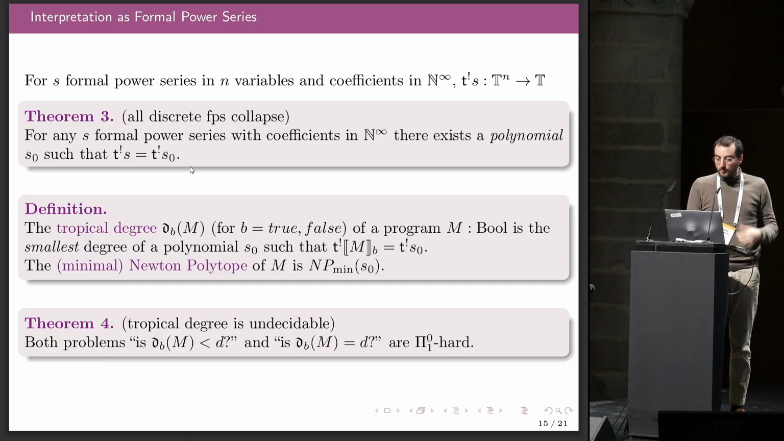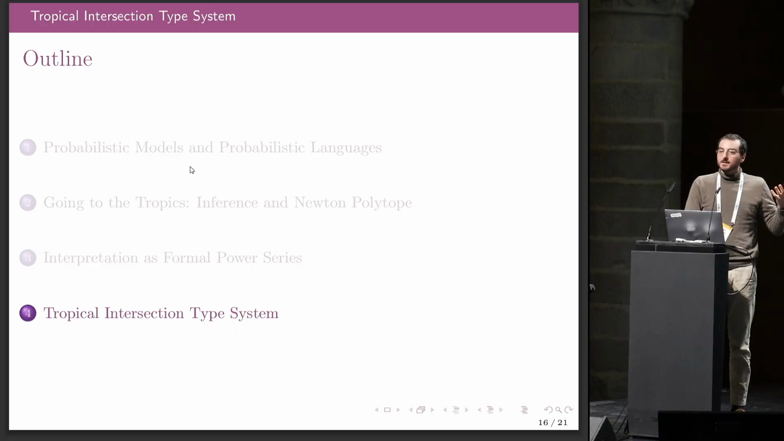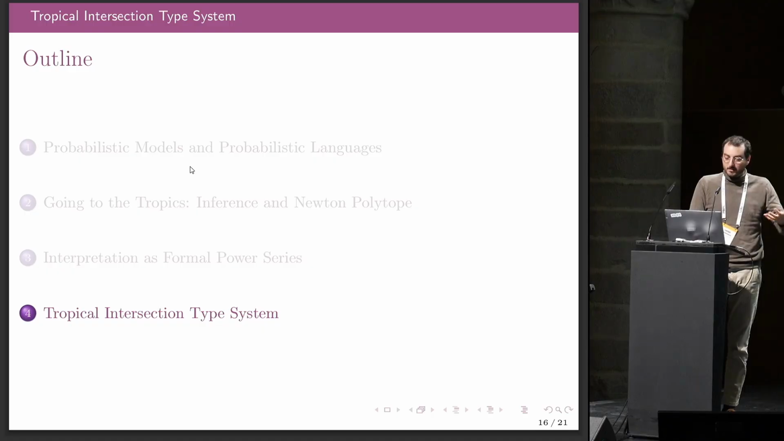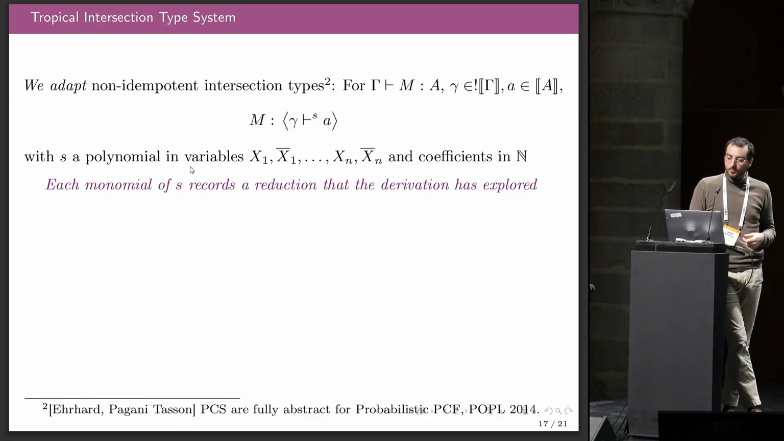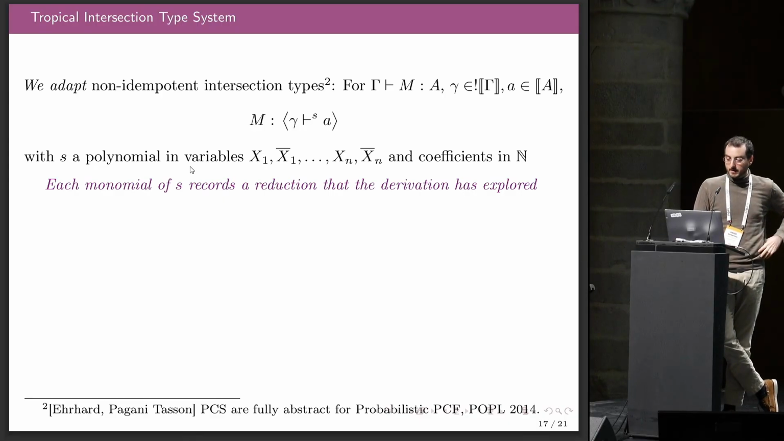Now for the second question, well, we know that this Newton polytope is not constructible in a constructive sense because it's undecidable, but maybe we can develop some framework in which at least it makes sense to estimate it in some way. And this framework, we find it in what are called non-idempotent intersection types. Those also are very well studied in the literature on Lambda-Calculus and this kind of languages.